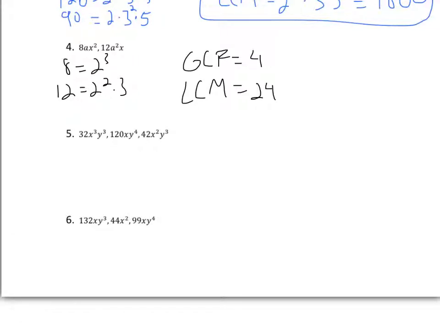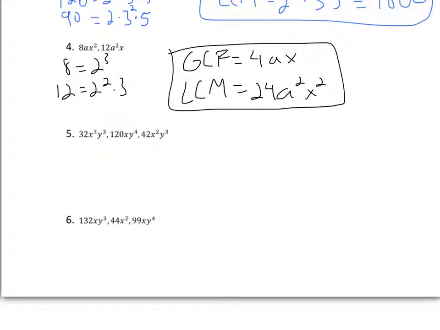Now we got to add our exponents. For the greatest common factor, you got to use just the common ones and the smallest exponent. So that's going to be a and x. And for the least common multiple, you use all of them, not just the common ones, even though they both have an a and an x in them. And you use the largest exponent, so that's going to be an a squared and an x squared. And that is the answer for a problem like that.